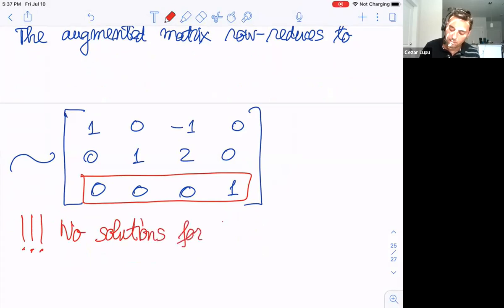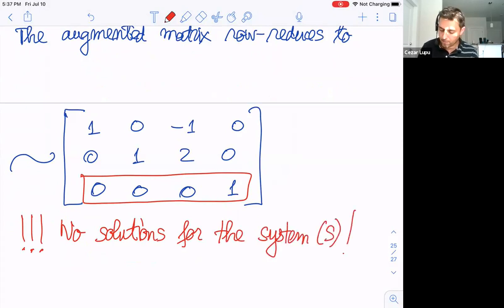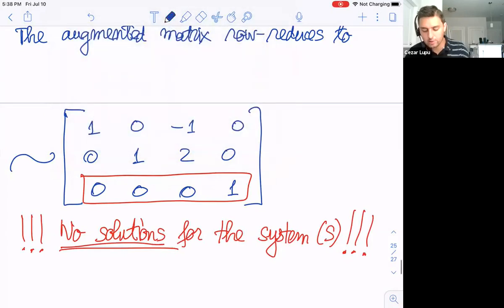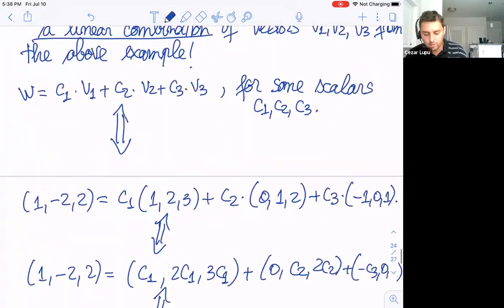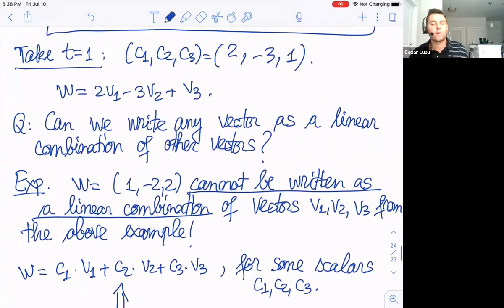For the system S. That's it. In other words, now we're going back to our initial problem. This will answer our question, which was if we can write any vector as a linear combination of vectors v1, v2, and v3. Well, you see, I kept those 3 vectors, v1, v2, v3 from the previous example, and I just took another vector. Instead of 1, 1, 1, I took 1, negative 2, and 2, and there you go.